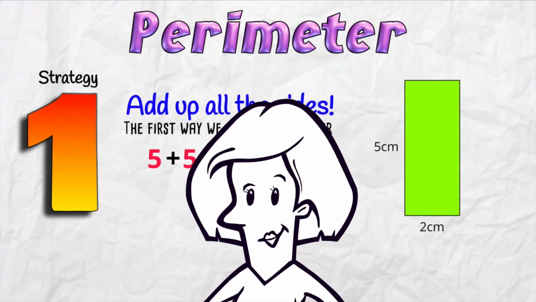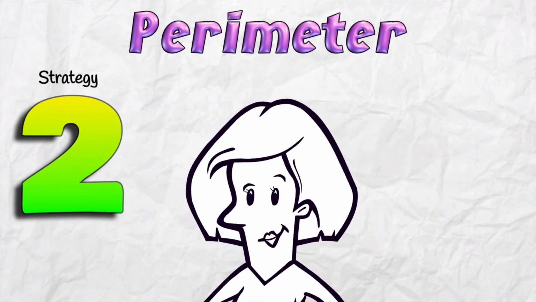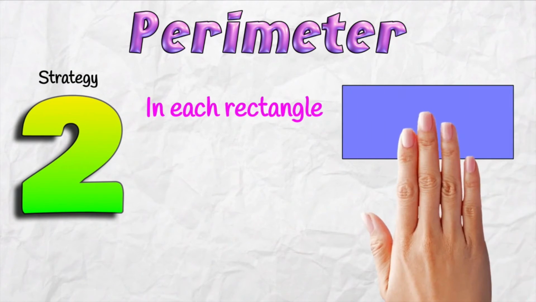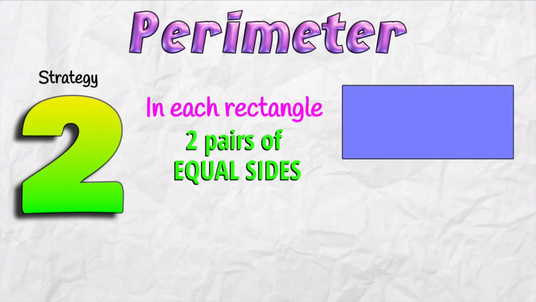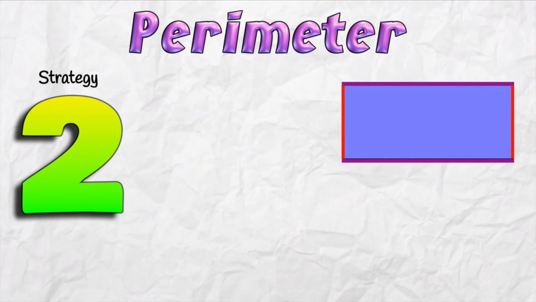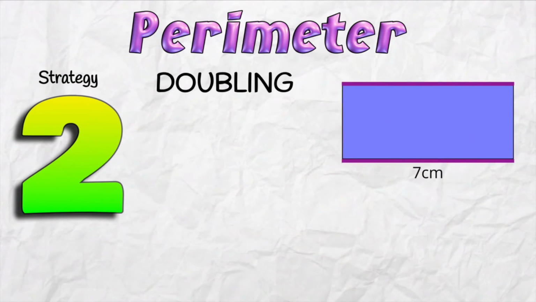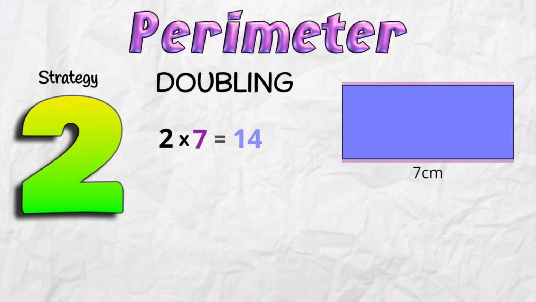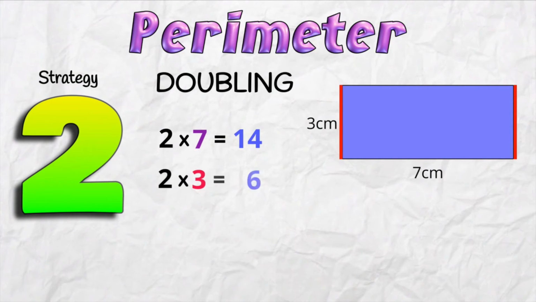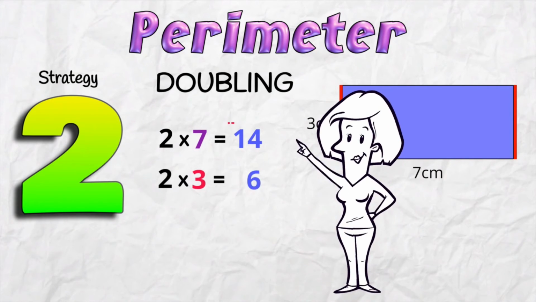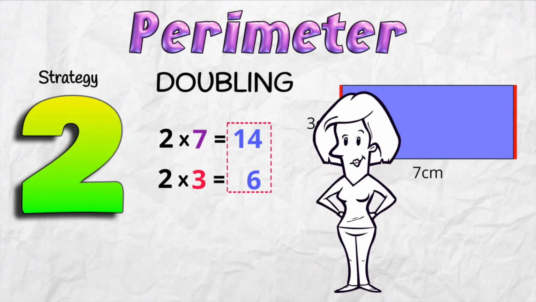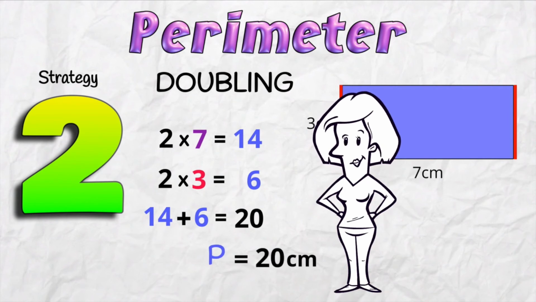Let's keep going and take a look at strategy number 2. In each rectangle we have 2 pairs of equal sides, 2 lengths the same and 2 widths the same. So we can use doubling as a strategy. The length is 7 centimetres. Double 7 is 14. The width is 3 centimetres. Double 3 is 6. Next, add up these doubled values to get the perimeter. 14 plus 6 is 20. The perimeter is 20 centimetres.